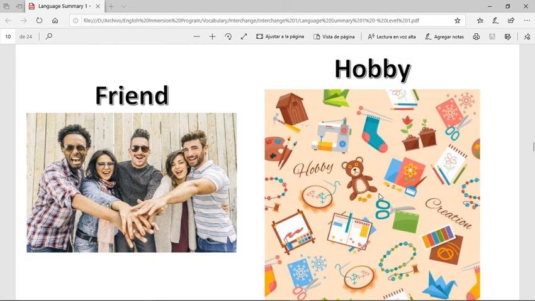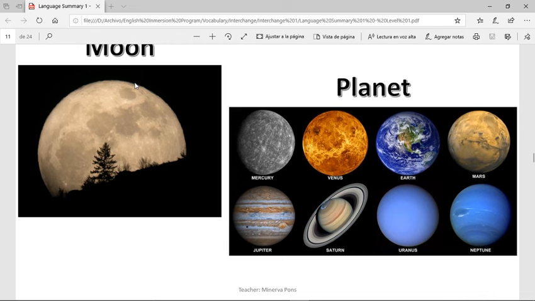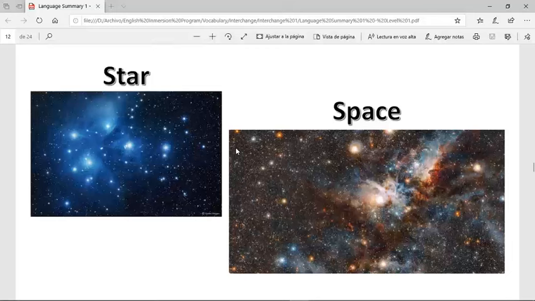We have the moon, that is the big white ball in the skies that is always surrounding the planet Earth. And we have the planets, like Mercury, Venus, Earth, Mars, Jupiter, Saturn, Uranus, and Neptune. Again, we have the stars, that is each of these dots that has a lot of light within them. We have the space, that is the whole thing where the stars and the planets and moons are.